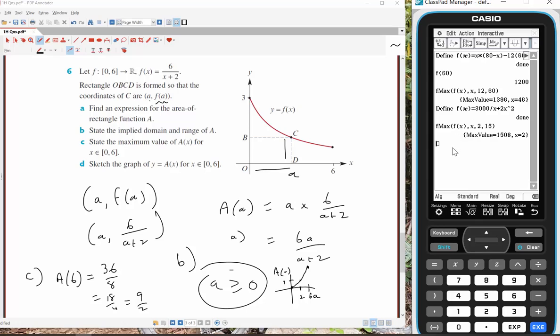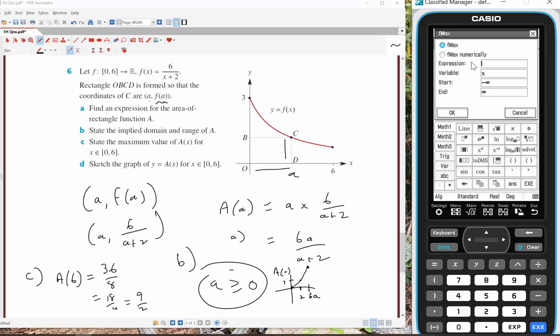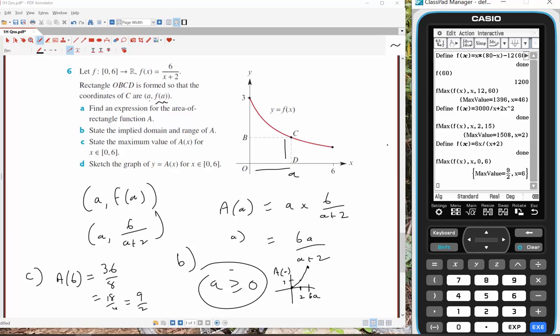Okay, let's go to the calc. So I'm going to shift 7, define f of x equals 6x over x plus 2. Now let's have a look at it. Actually, let's f max it first. Calculation. F max for my function, please, between 0 and 6. This hopefully says 9 on 2. Yeah. Okay, but the big reveal. Let's have a look at what the graph looks like.